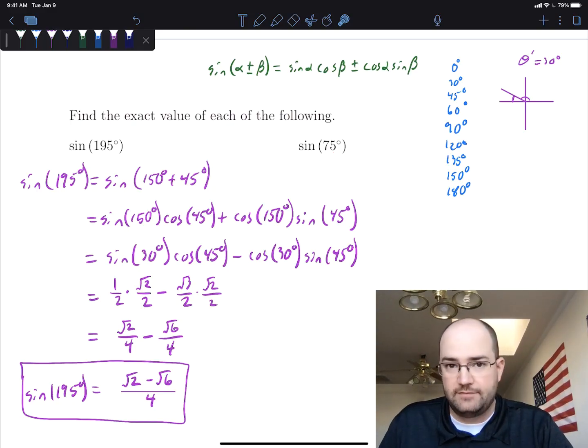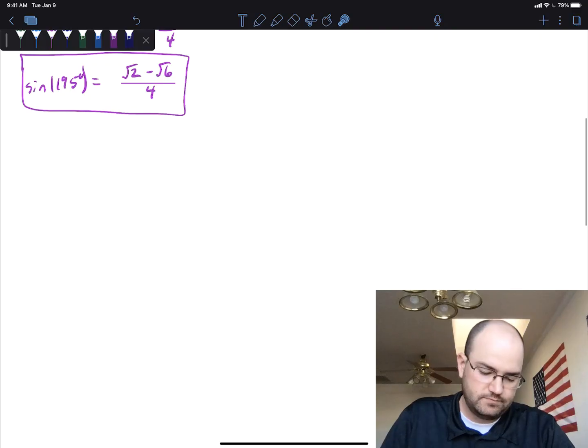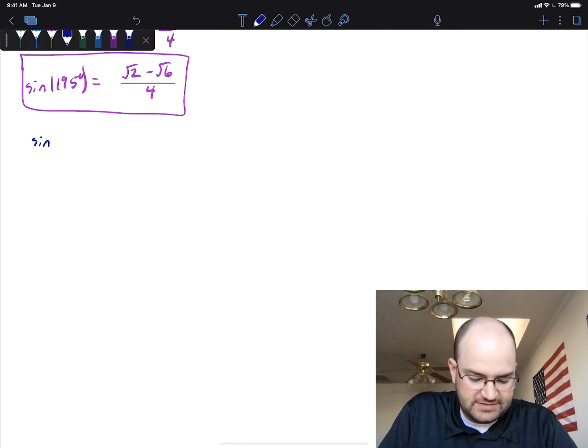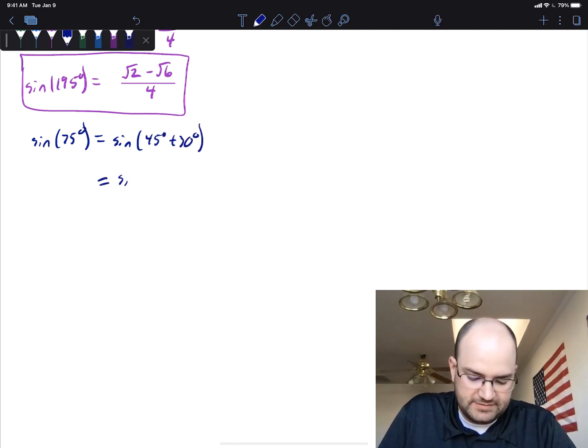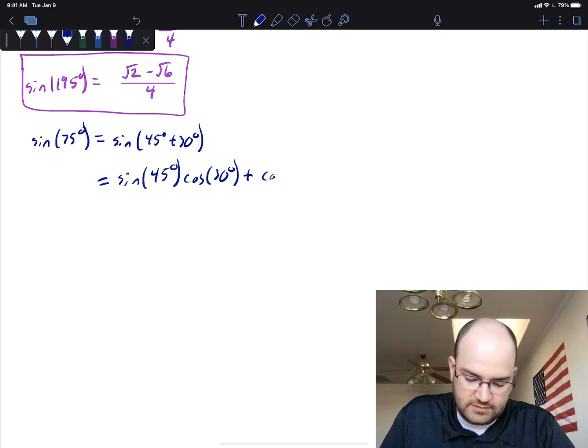And we can again add if we want, or we can subtract if we want. It really doesn't matter. But it's going to be pretty easy. 30 plus 45 is 75. So that's going to be what I want to use. So let's look at the sine of 75 degrees, which is the same thing as sine of 45 degrees plus 30 degrees. So that would give me the sine of 45 degrees, cosine of 30 degrees, and then plus cosine 45 degrees, sine 30 degrees.